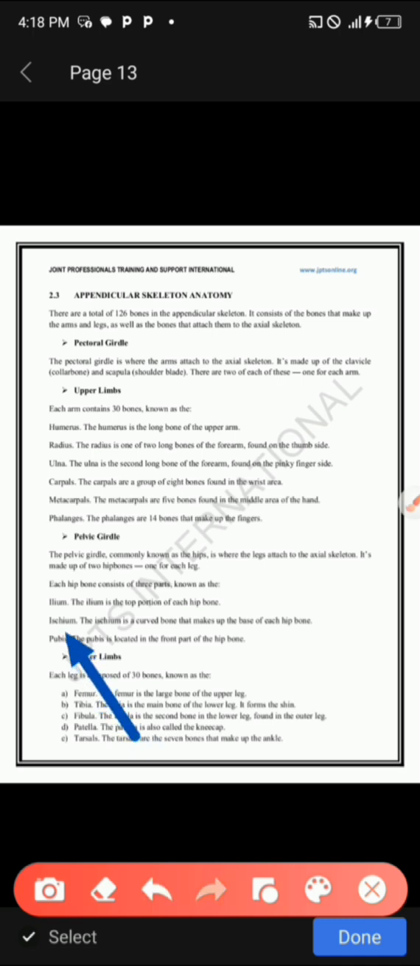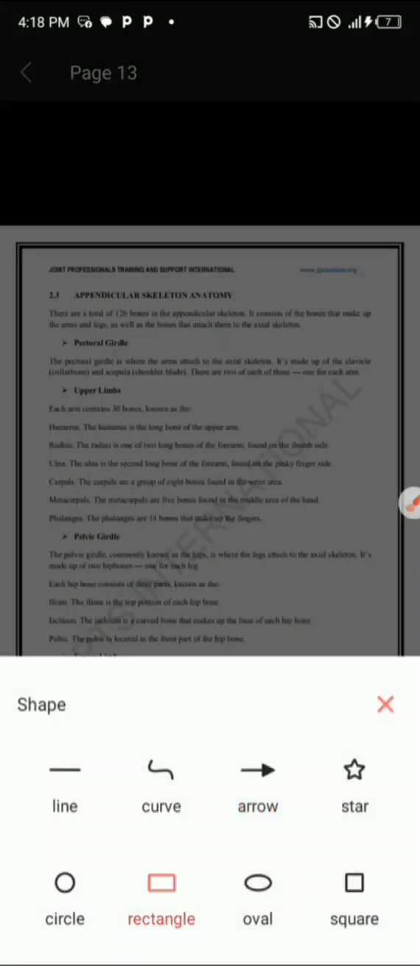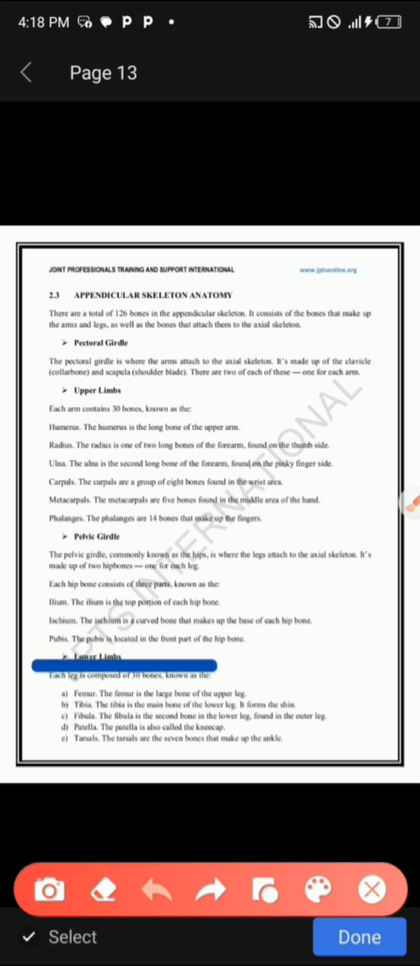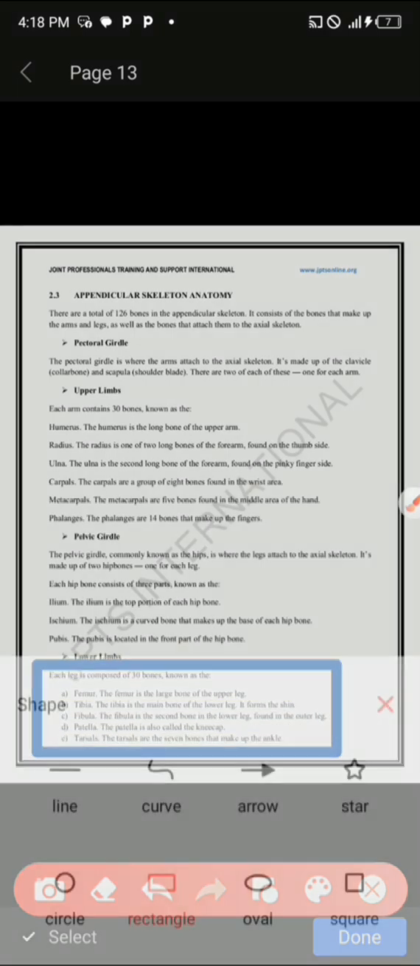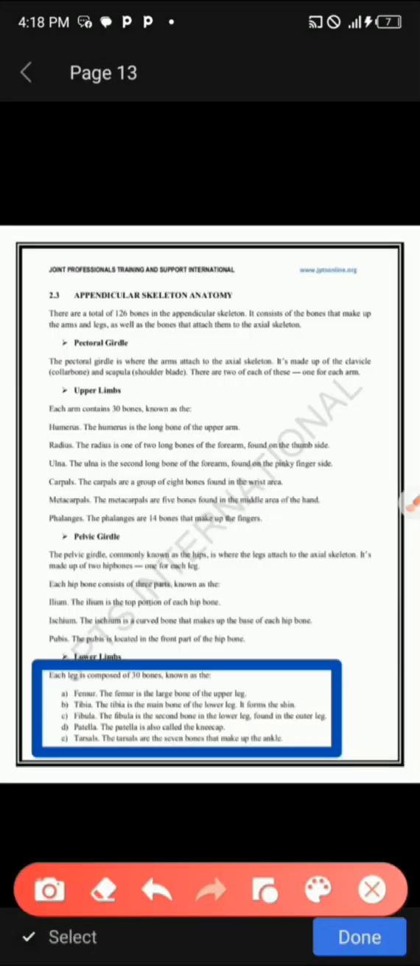Lower limbs. Each leg is composed of 30 bones, known as the femur. The femur is the large bone of the upper leg. The tibia. The tibia is the main bone of the lower leg. It forms the shin. Fibula. The fibula is the second bone in the lower leg, found on the outer leg. Patella. The patella is also called the kneecap.